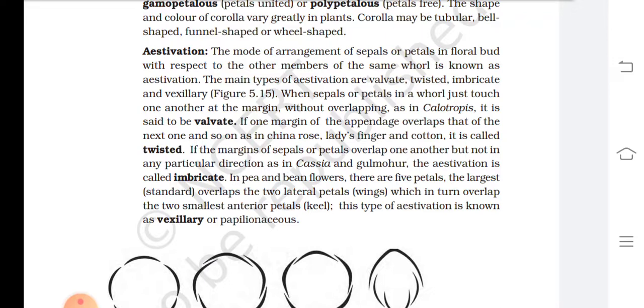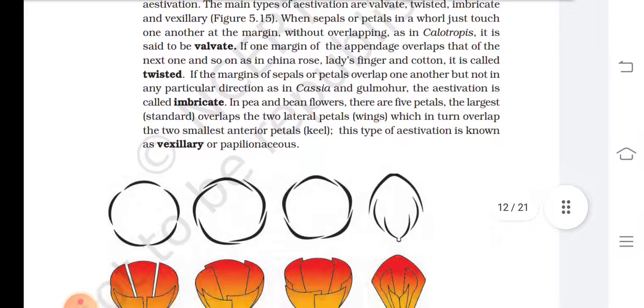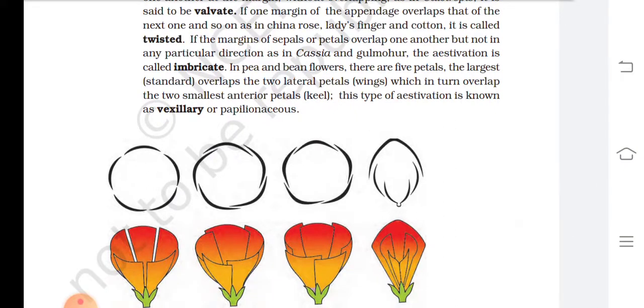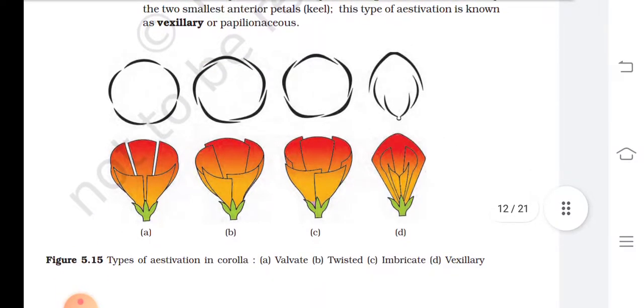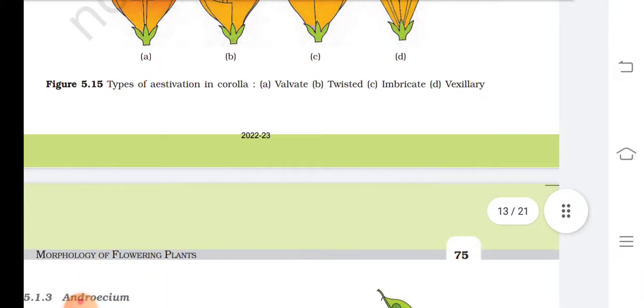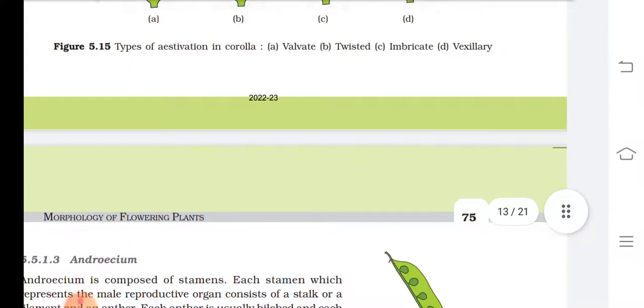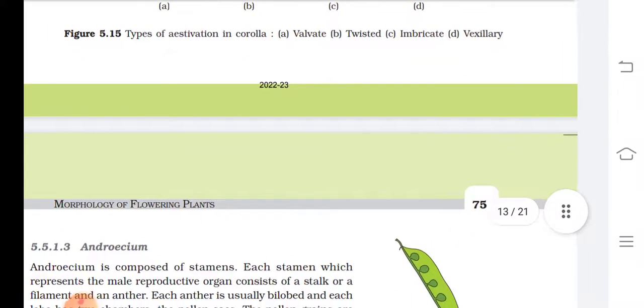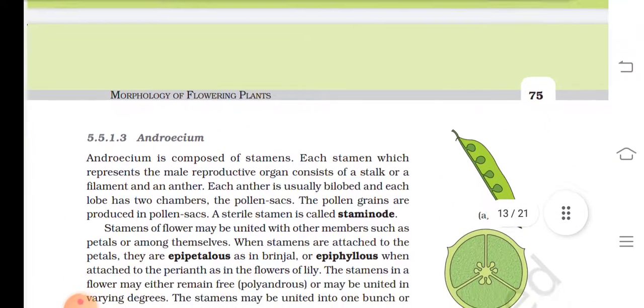In pea and bean flower, there are 5 petals. The largest standard overlaps the two lateral petals, wings, which in turn overlap the two smallest interior petals, that is keel. This type of estivation is known as vexillary or papilionaceous. Figure 5.15 Types of estivation in corolla: valvate, twisted, imbricate, and vexillary.